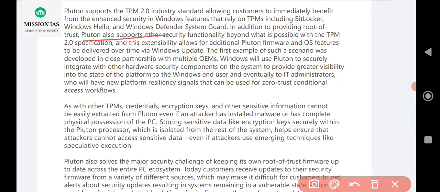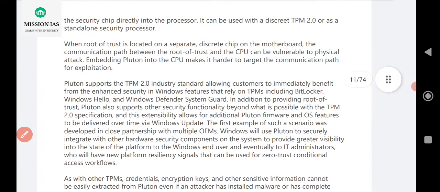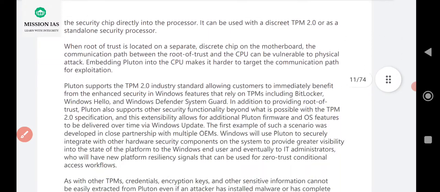Pluton also supports other security functionality beyond what is possible with the TPM 2.0 specification, and it's extensible, allowing for the addition of Pluton firmware features to be delivered over time via Windows Update. For example, we can give the example of multiple OEMs. Pluton can securely integrate with other hardware security components and the system to provide greater visibility into the system. So this is what the security of Microsoft Pluton is all about.